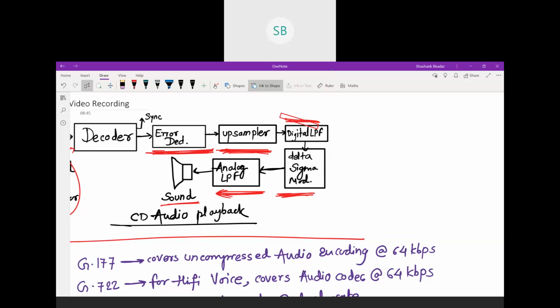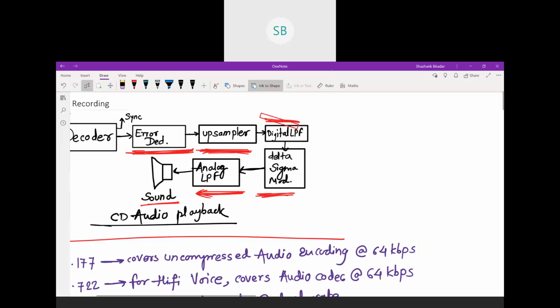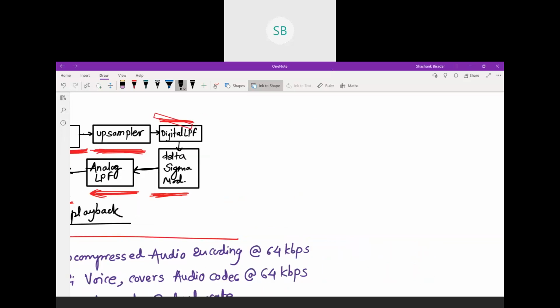And the burst error is caused by scratches and fingerprints, because someone may not know how to handle the disk. So it can also cause this error. So you can note down that errors are of two types as far as compact discs are concerned. The first one is random and another one is burst.